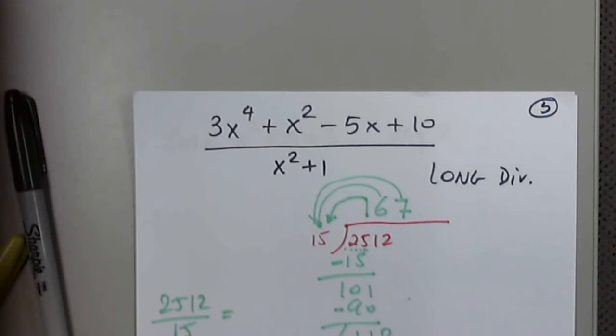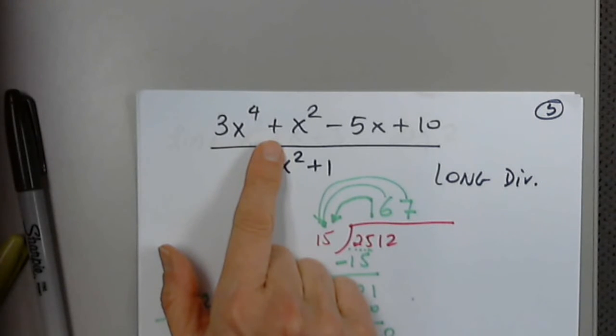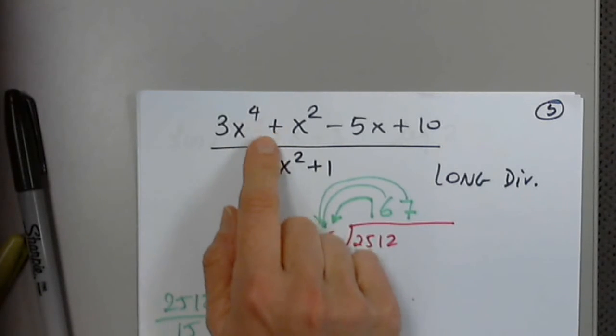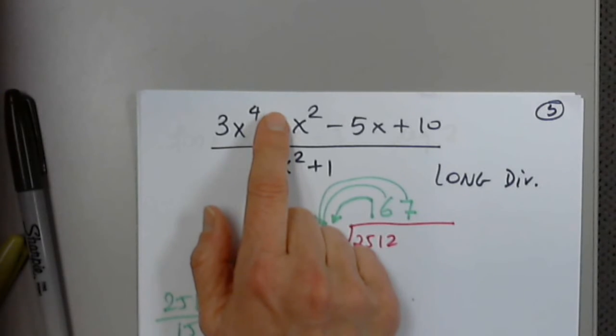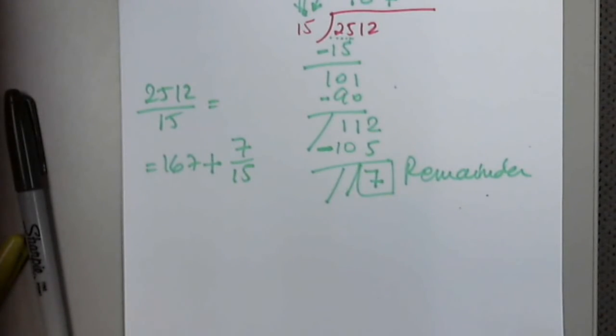One more time. What is the degree of the polynomial in the numerator? 4. I'm going to ask one more quick question. Is there any missing term here? Exactly. So degree 4 is there, degree 3 is not. Degree 2 is there, degree 1 is there, degree 0 is there.